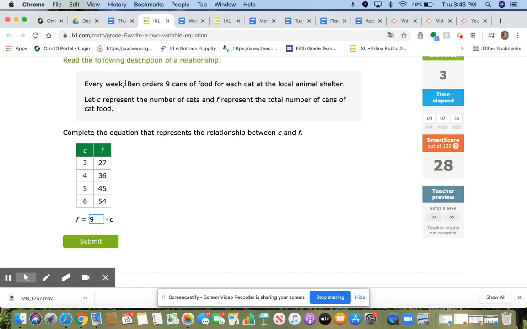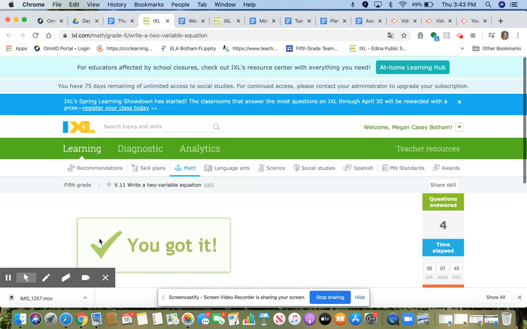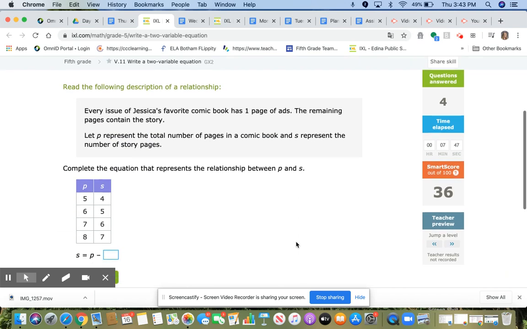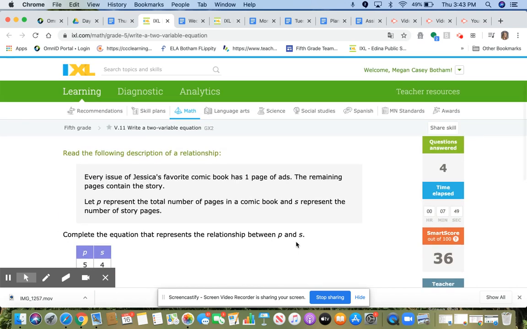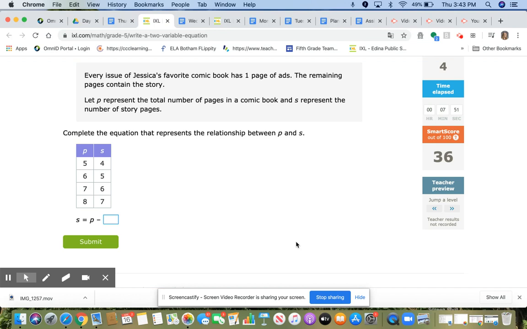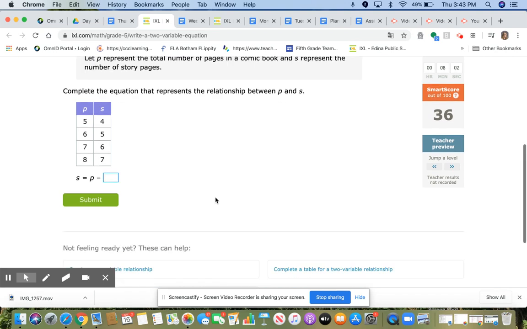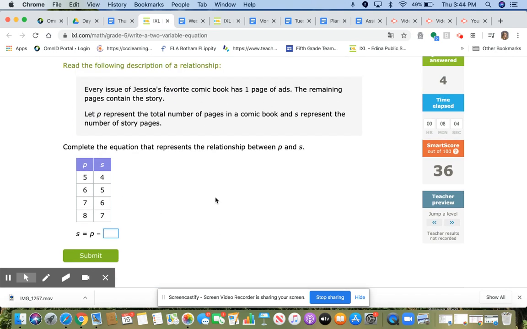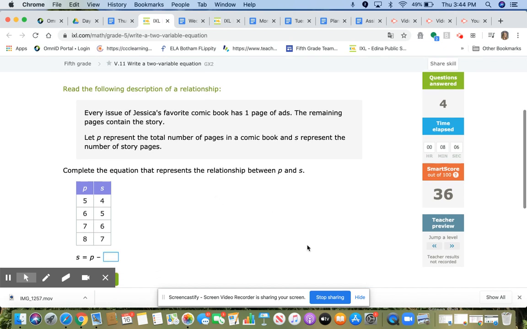You might have gotten that right away when you read that Ben orders 9 cans of food for each cat. But I use the table because I always like to double check. Submit. All right, friends, you are going to be off onto your own. Don't forget, read the relationship, check the number model or the equation, and figure out the rule using the table. Those are the tricks to getting these exercises done. Good luck.